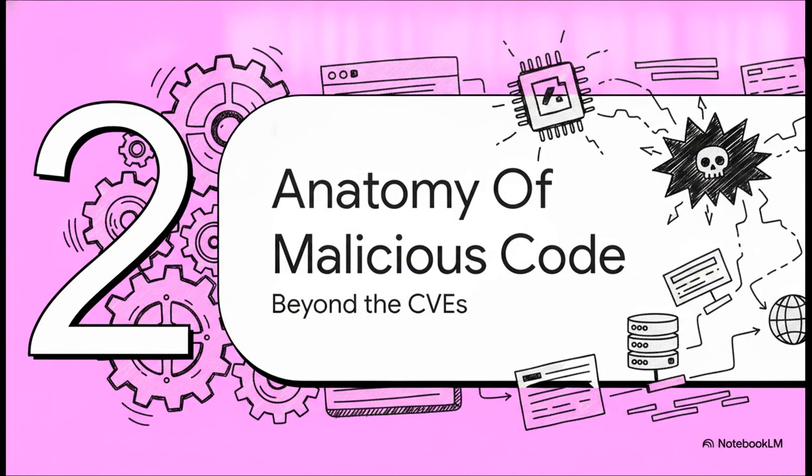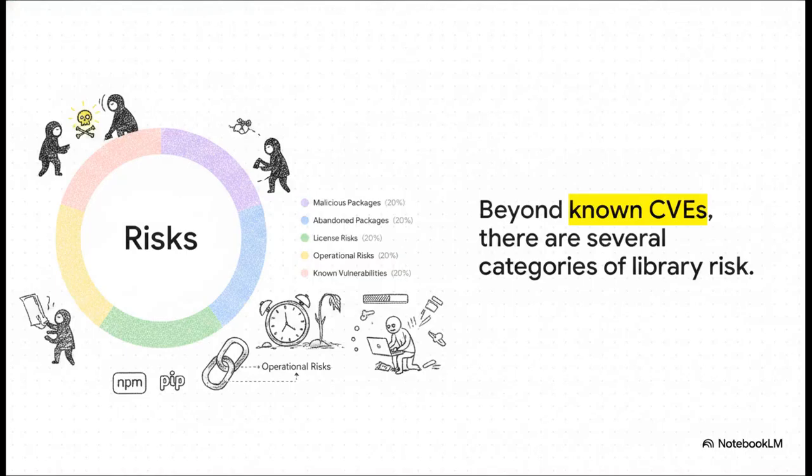Section 2. Anatomy of malicious code. Now, beyond the known vulnerabilities, the standard CVEs your automated scanners usually catch, every single NPM or pip install exposes you to a much broader set of risks. We're talking about intentional backdoors in malicious packages. Then you've got abandoned packages, where there's absolutely zero active maintenance to fix newly discovered flaws. There are also restrictive license risks that could legally dictate how you distribute your own software. And honestly, you can't ignore the operational risks. Think about a vital package depending entirely on one single maintainer. If they burn out, your entire infrastructure is suddenly in jeopardy.